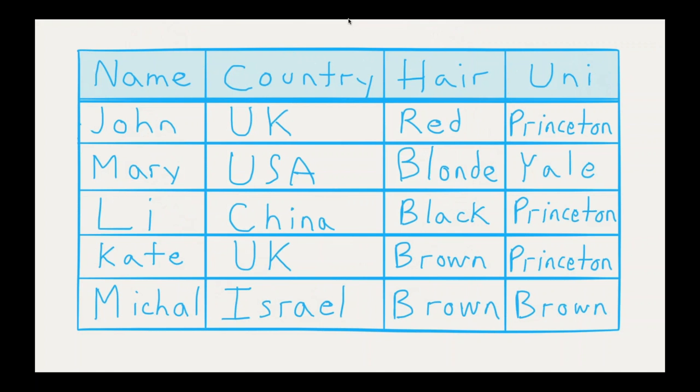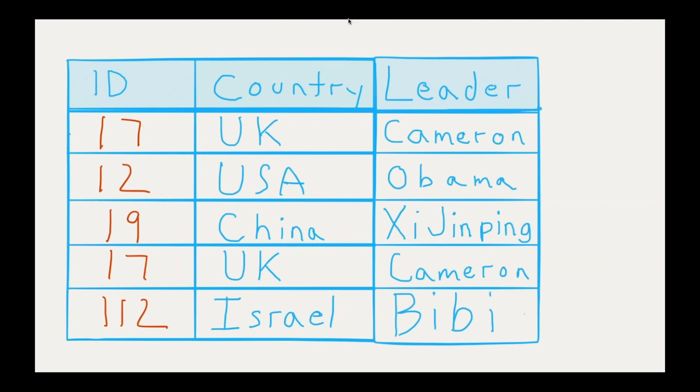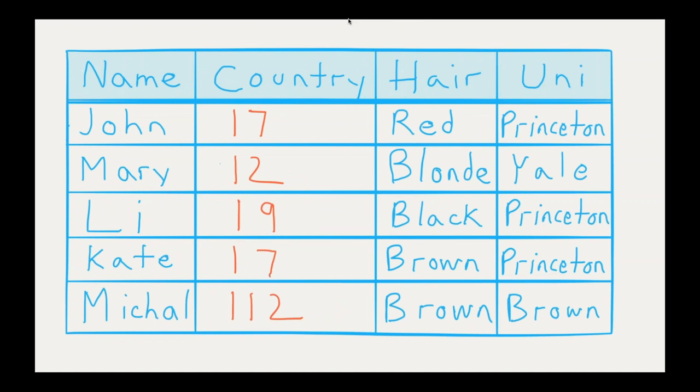So let's normalize this. We create another table, and this other table has primary keys for each of the countries, which are these numerical auto-generated numbers, and the country names. And because we separated this out to a different table, we can also add some additional information, such as the leader of the country. This is fantastic, but then as we go back to the original table, we have to reference with a foreign key to the primary key in the country table. And the table here now becomes a little bit harder to read and to maintain and to get new people who are on the project to understand.